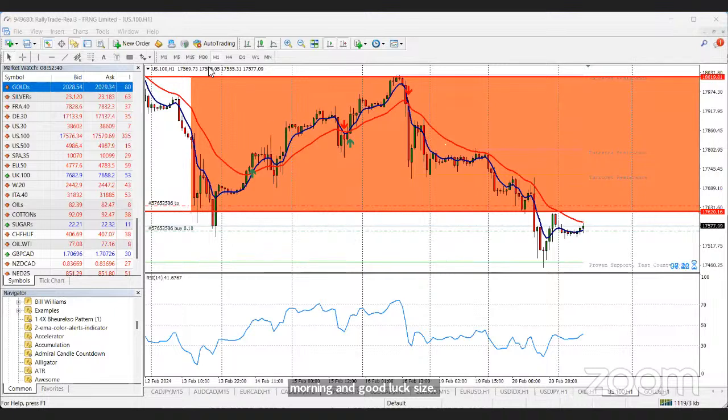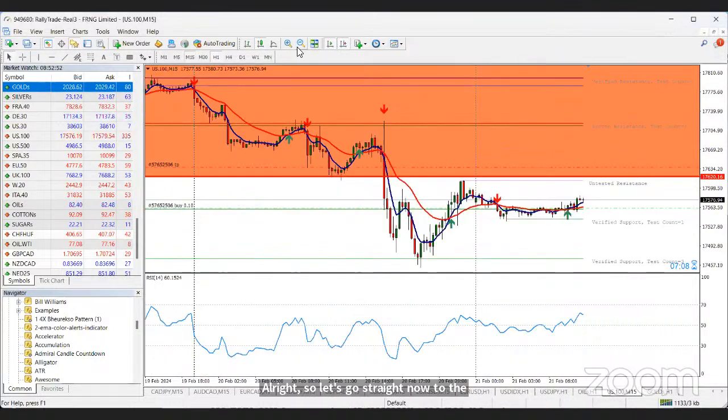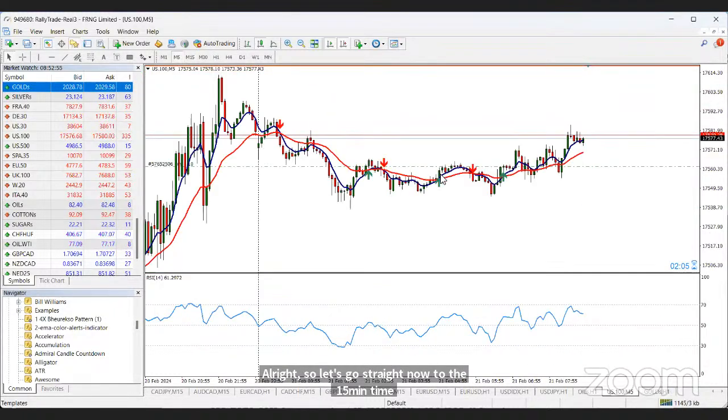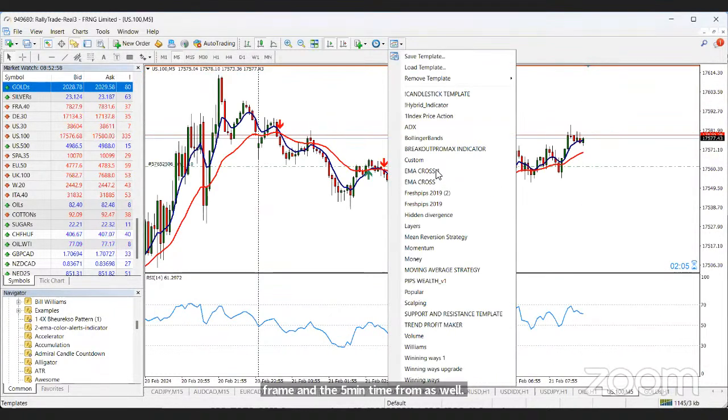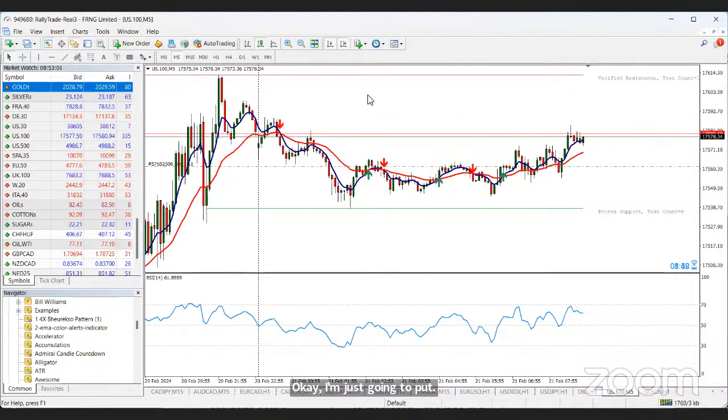And let's go. All right, so let's go now to the 15 minutes time frame. I believe we've gotten this entry point, so I can clear them and move on to our scalpers, the people who want to scalp the market this morning. Let's go straight now to the 15 minutes time frame and the 5 minutes time frame as well.